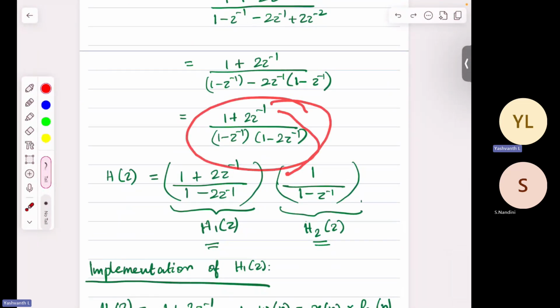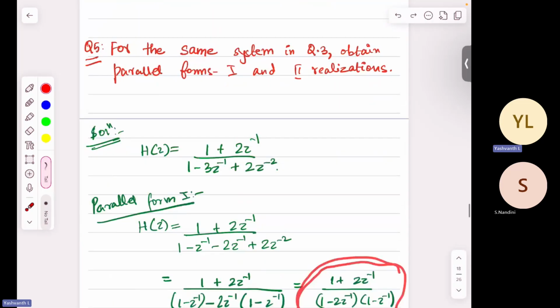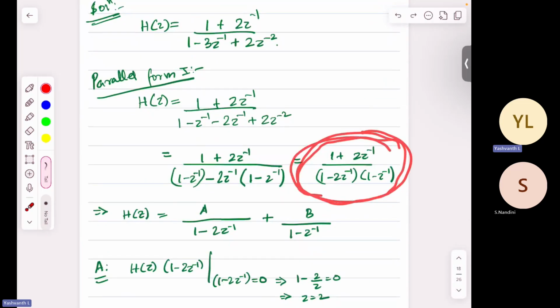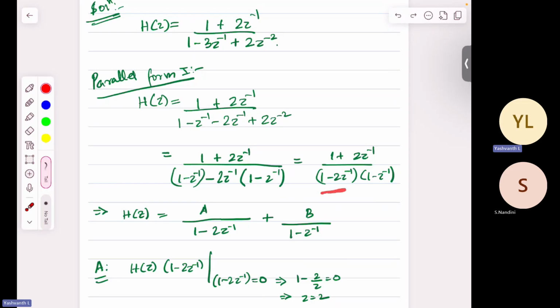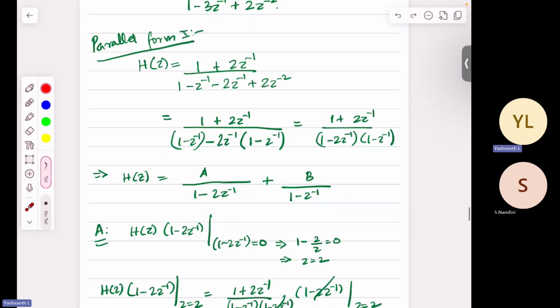But the approach we took from here is that we decomposed this into 2 different filters, H1 and H2, and then we implemented both of them and connected both of them. But now the approach is, you don't do that. Instead, you take this fraction and do a partial fraction expansion of them. So it basically has 2 simple poles. All right, so you have 2 simple terms, A by 1 minus 2 z inverse plus B by 1 minus z inverse.